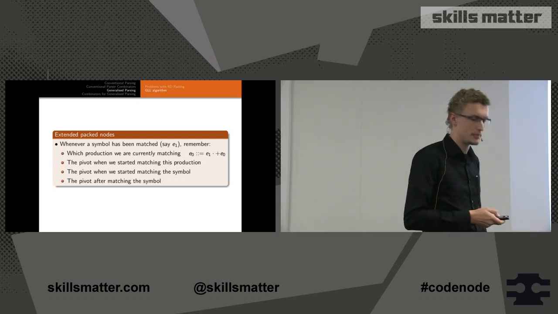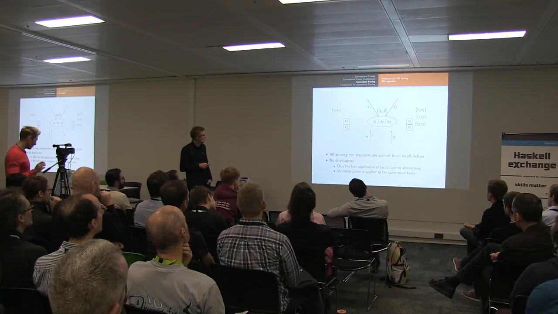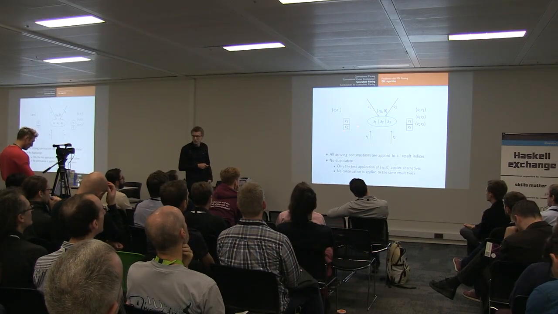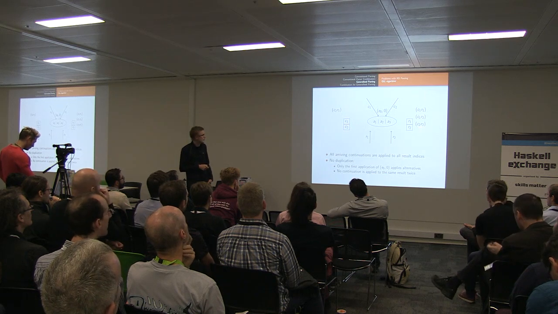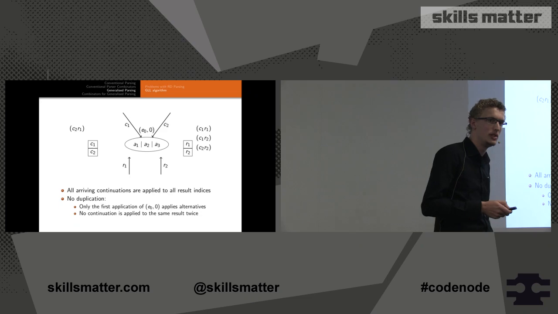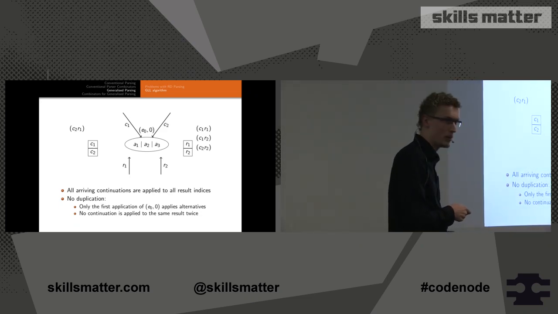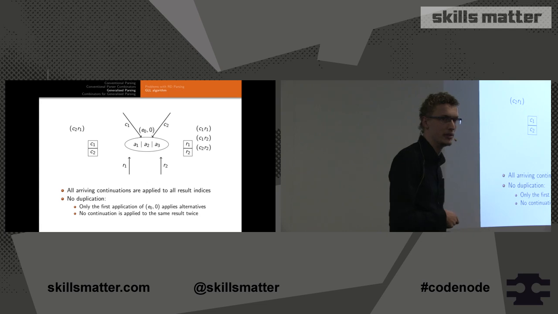Yes? Can you come back a slide? Why did you not apply R1 to C2 when you came with the second pass? I did here. I put it on the left, because C2 was new. So these are all triggered because of new results, and these are triggered because of new continuations. If there was a new call with a continuation C3, then we would apply C3 to R1 and R2, and I would have put them over here on the left.